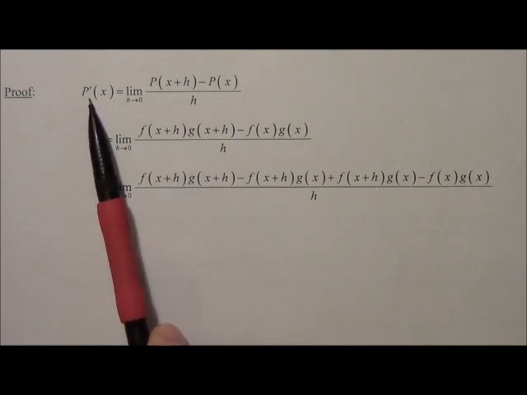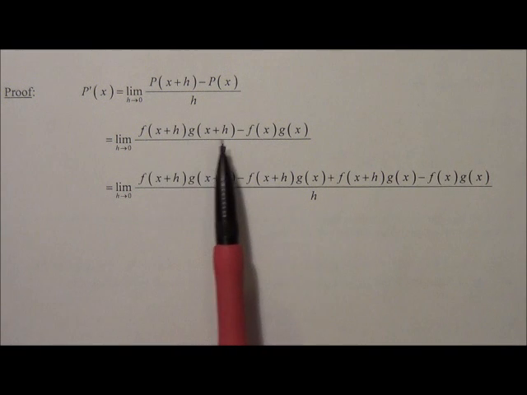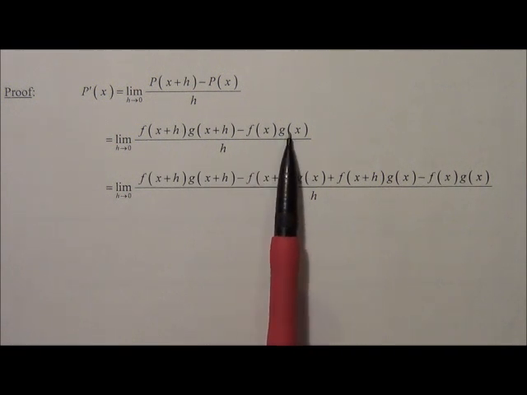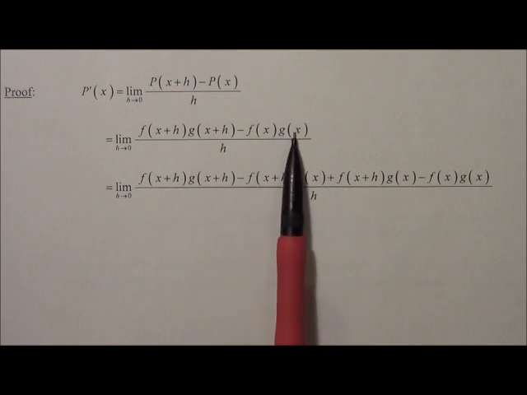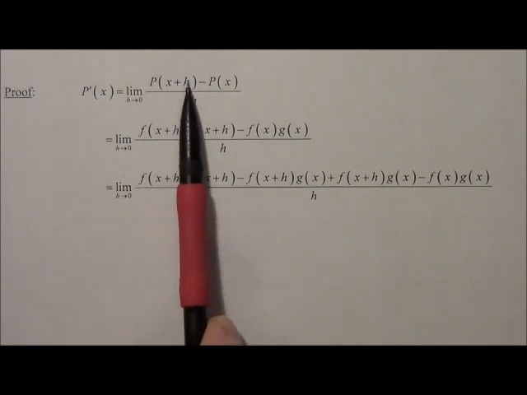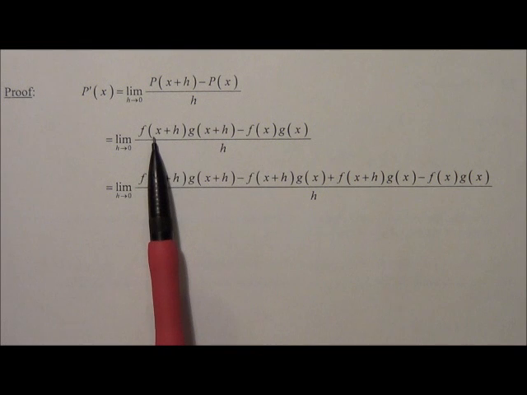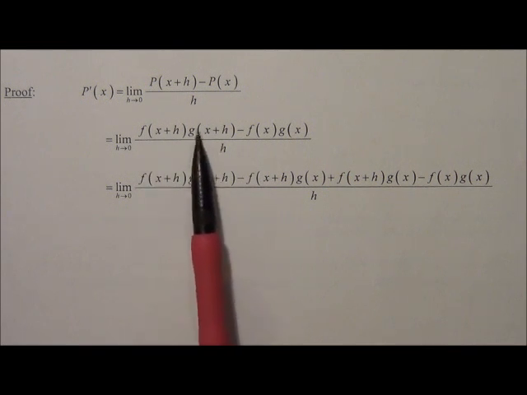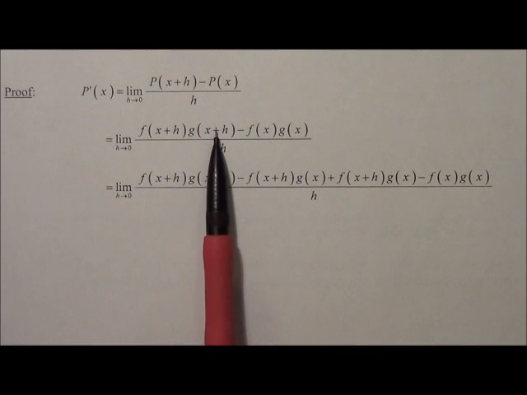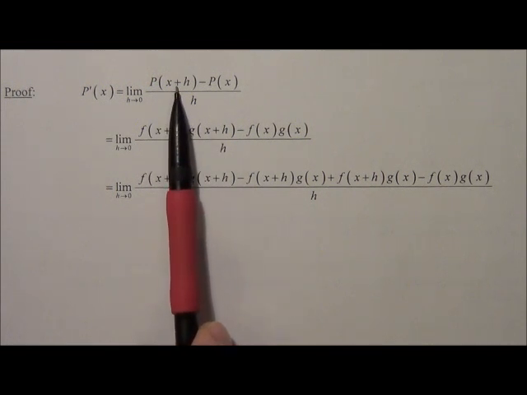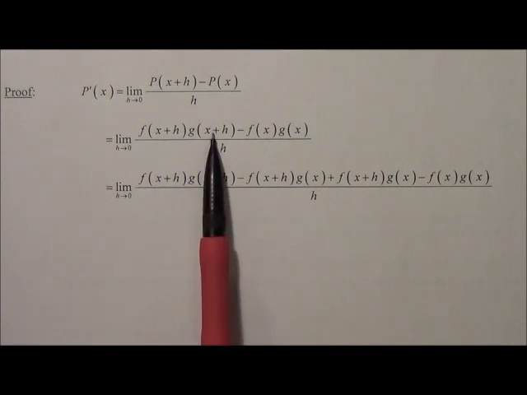And we know that P of x was f of x times g of x. So this P of x gets replaced by f of x times g of x, and P of x plus h is f of x plus h times g of x plus h, because we're just replacing x with x plus h in both cases.